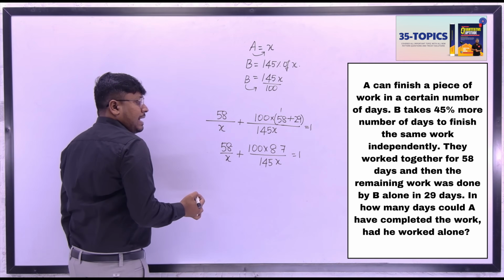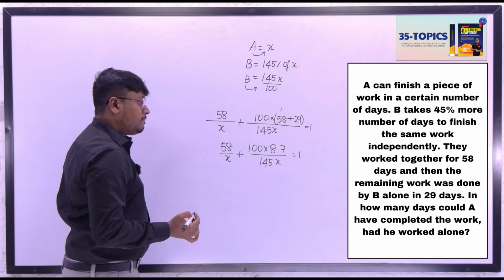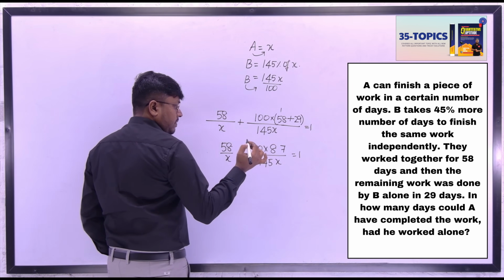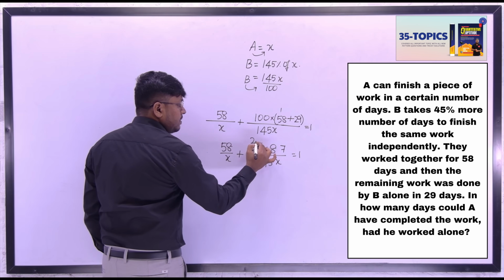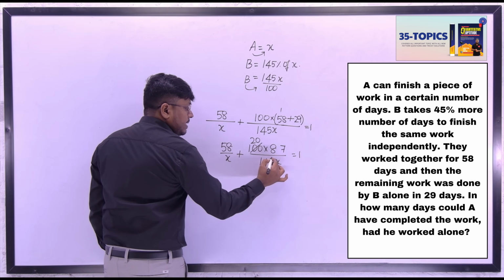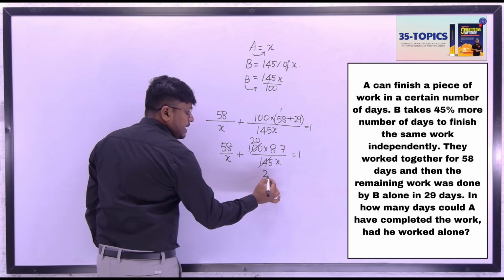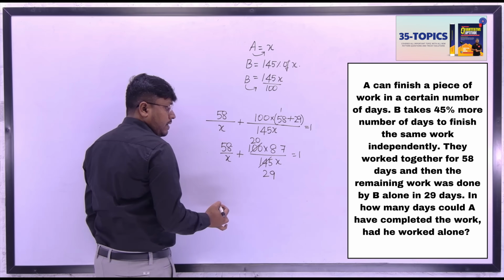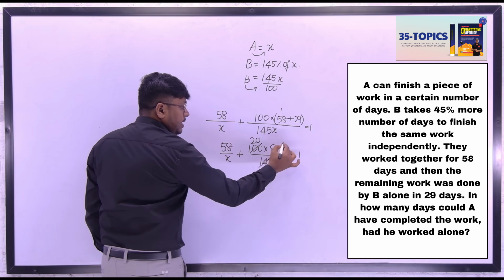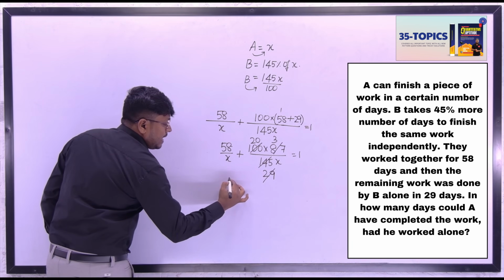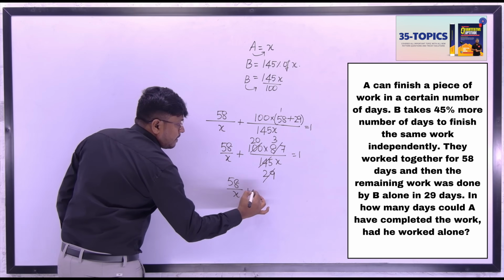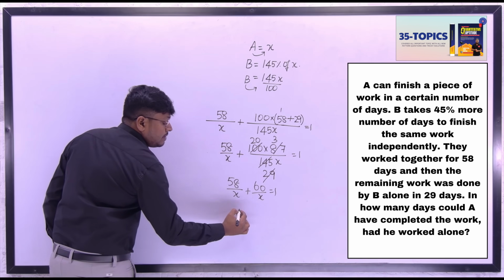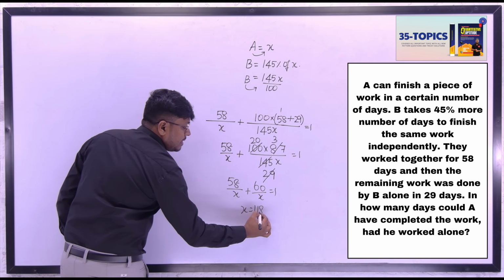So I think we can cancel it on the 5 table. 5 twos are 10, so the remaining will be 20. And 45 is 9 fives, so this will be 3 times, right? So 60. So 58 by X plus 60 by X is equal to 1. Once you add the two values, X is equal to 118 days.